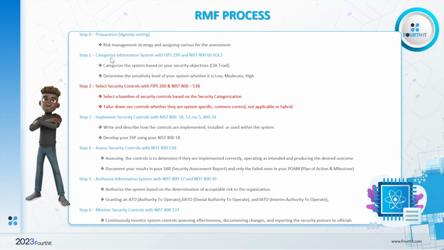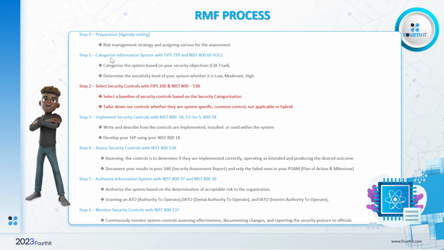Now, they will document all their results in what we call an SAR. What is an SAR? A security assessment report. And the ones that failed, they will document in what we call a POA&M, or the plan of action and milestones. So here we have our SSP, our SAR, and our POA&M. And we move these documents to our next stage, that's our authorization stage.